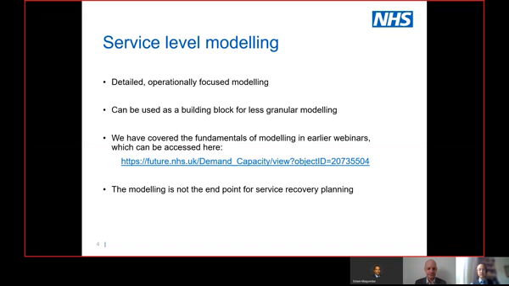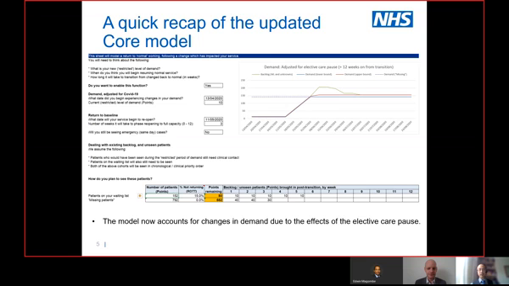So we've covered the fundamentals of this kind of modeling in some other webinars that we've produced, which can be accessed via the link that you can see here. And the key thing to note with this is that this kind of modeling, while useful in itself for operational modeling, is not the endpoint when it comes to service recovery planning, because that gives you information. It's what you do with that information which is a really important thing, which is what Ricky will be talking about very shortly.